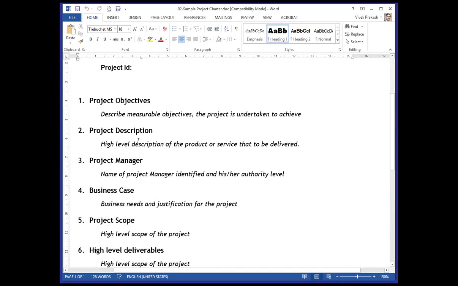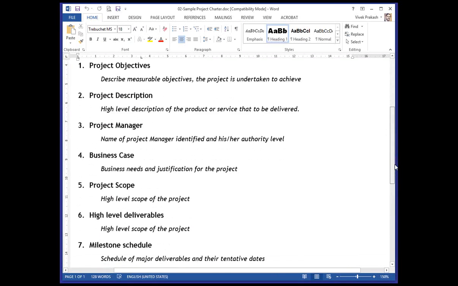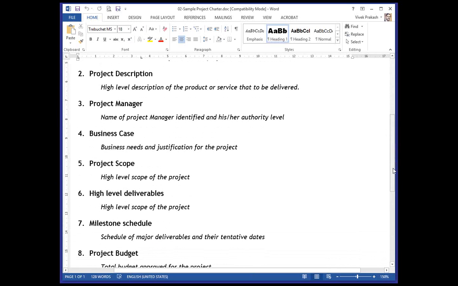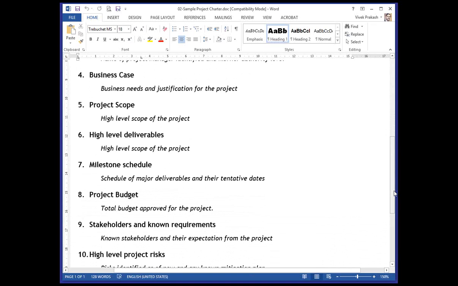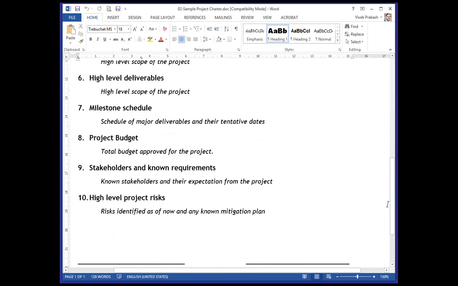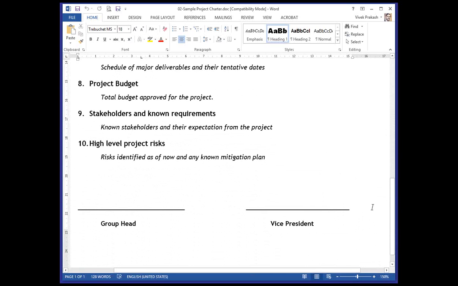You write objectives, description of the project, who is the project manager, then the business case, why we need this, project scope, high level deliverables. That is what we normally call high level requirements. The milestone schedule, project budget, stakeholders and their known requirements. You can identify the important stakeholders and their requirements, and high level risks which are identified at the initial level itself. And a senior person who has authority over the organizational resources can sign on it.